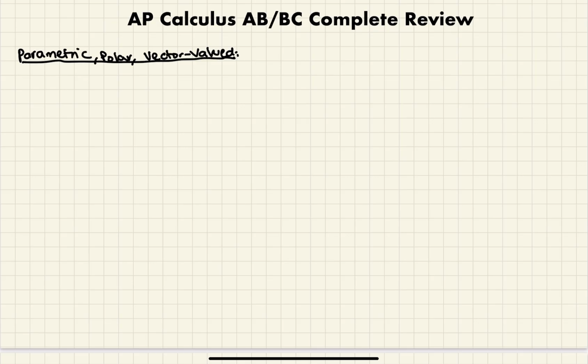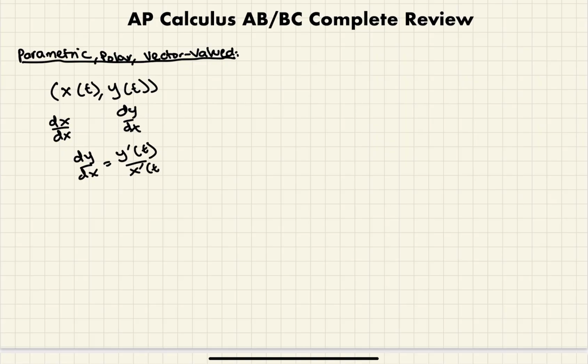Parametric equations are using another variable t, or whatever other variable. In this case, x of t and y of t are the two functions that describe the curve. And so you just do similar stuff. So dx/dt is x prime, dy/dt is y prime, but you mostly want dy/dx, and that's just y prime of t over x prime of t, because the dt's cancel.